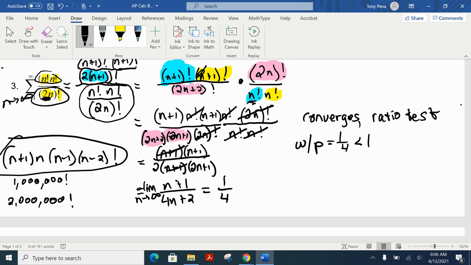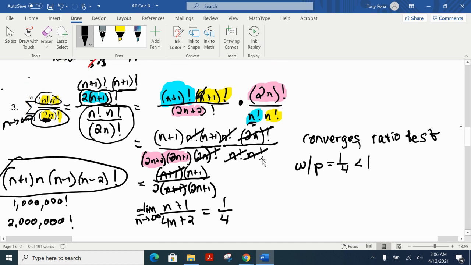So that's the ratio test. You might think it's a little weird at this point. Honestly, most people really like the ratio test as they get used to it because it works most of the time.